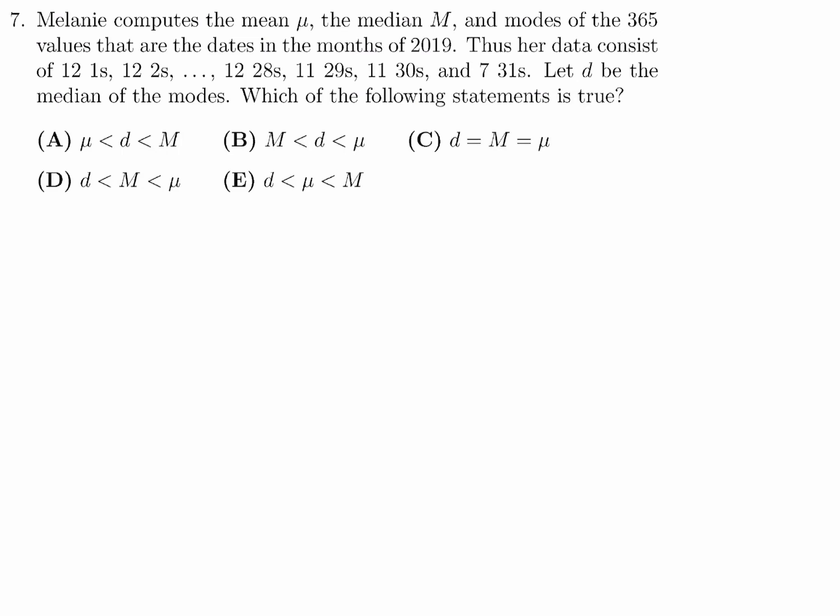Melanie computes the mean, the median, and modes of 365 values that are the dates in the months of 2019. Thus, her data consists of 12 ones, 12 twos, 12 28s, 11 29s, 11 30s, and 7 31s. Let D be the median of the modes. Which of the following statements is true?